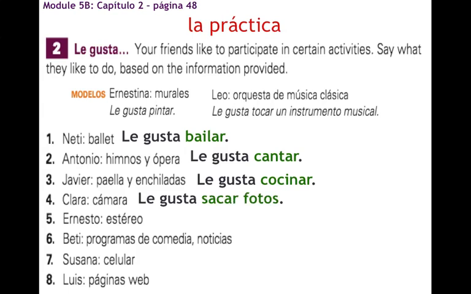Le gusta sacar fotos. Ernesto has his estéreo. Le gusta escuchar música.